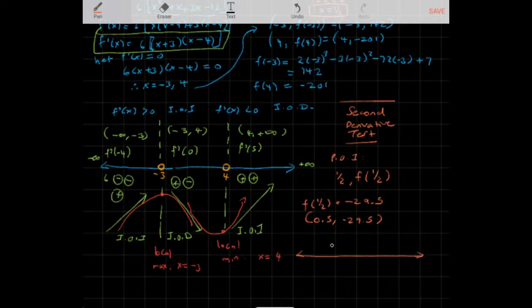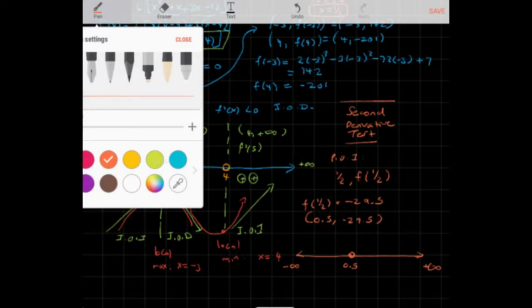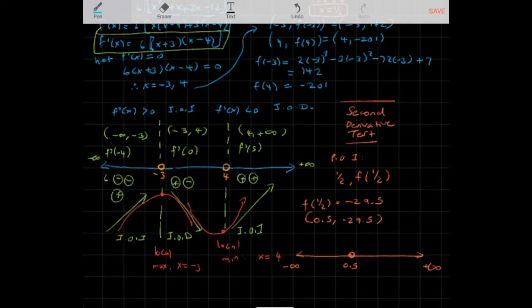Okay, and if I'm doing that, so we have 0.5 here. Let's put that here, right? This is 0.5. This is negative infinity. This is positive infinity. And let's figure out our intervals here. All right. So first, let's test out the interval negative infinity and positive 0.5.